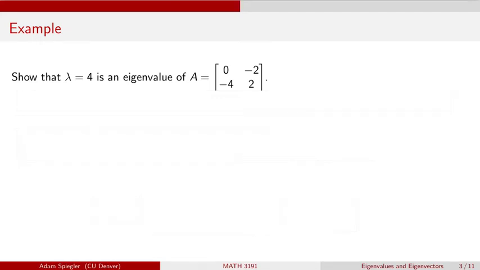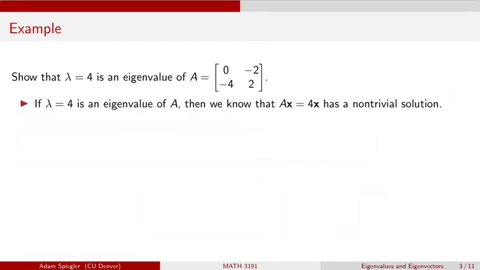Okay, welcome everyone. So now that we have defined what it means for a scalar to be an eigenvalue of a matrix, let's take a look at an example. In this example, we want to show that the scalar lambda equals 4 is an eigenvalue for the matrix A, which is first column 0, minus 4, and second column minus 2, 2. So you have a square 2 by 2 matrix A. I'd like to verify that lambda equals 4 is an eigenvalue of this matrix.